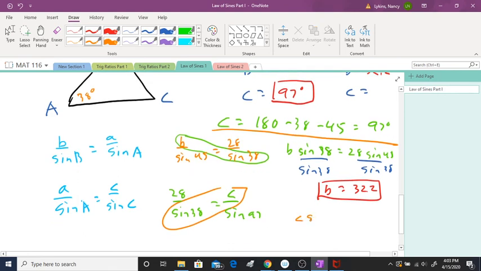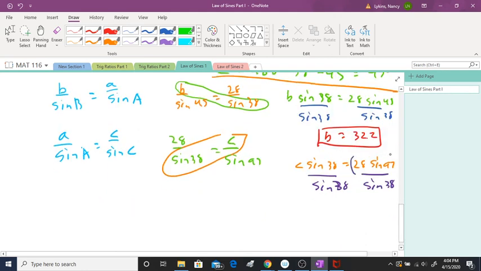So I get c sine of 38 equals 28 sine of 97. Then I'm going to divide by sine of 38. Calculator-wise, on graphing calculators, you can put it in just like what I have. On scientific calculators, I would do 97 sine, then multiply by 28, hit enter, divided by 38 sine. We should get little c to be 45.1 roughly.